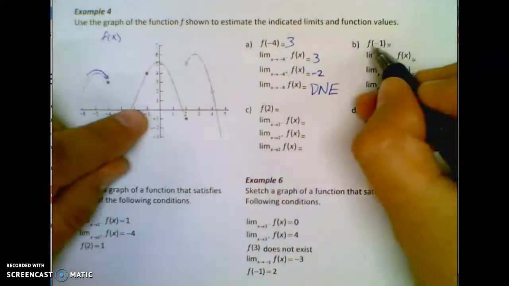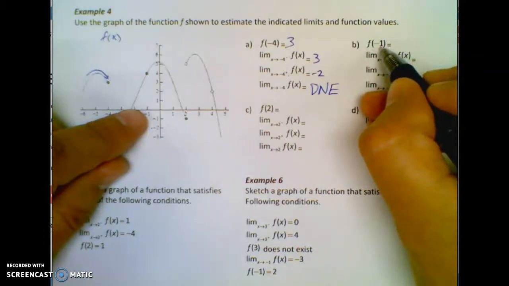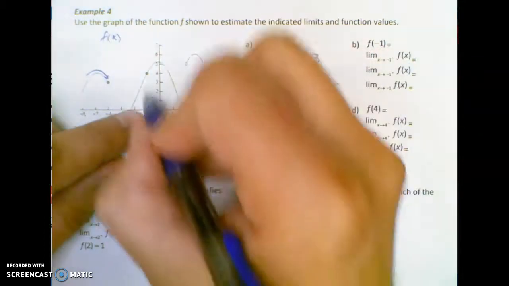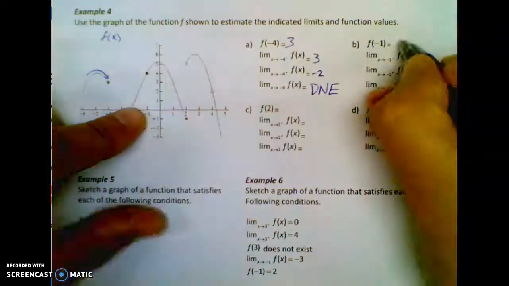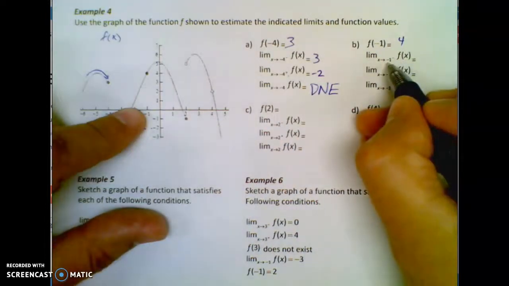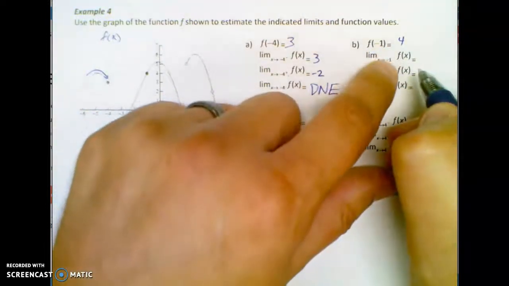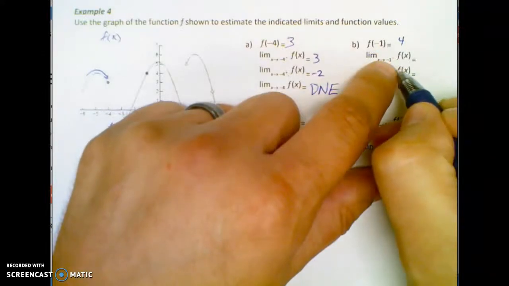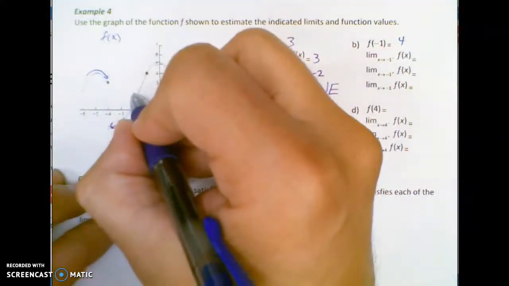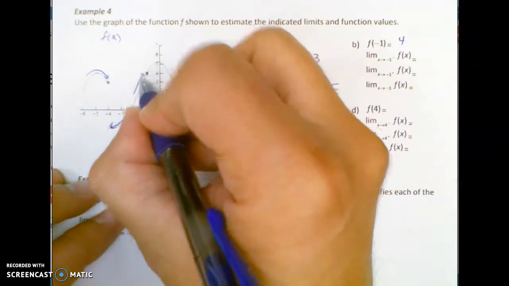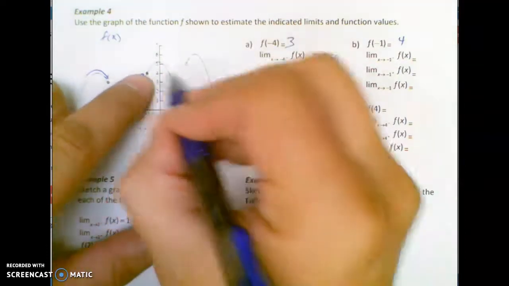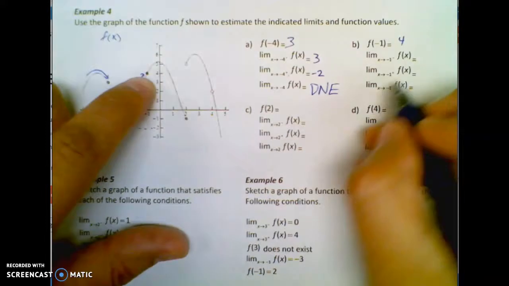So first, what is f of -1? It's saying what's the y value dot for -1? Here's the dot. It's at a height of 4. This one says, what y value does my graph approach from the left? So I'm hopping on the train. I'm riding it from the left. As I get closer and closer, what y value does it approach? 4.